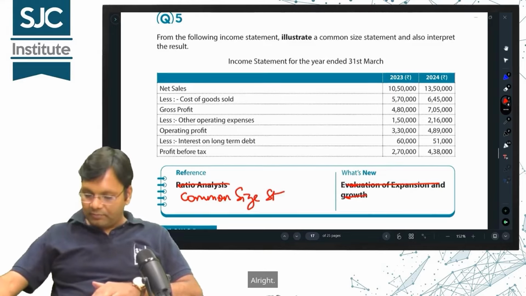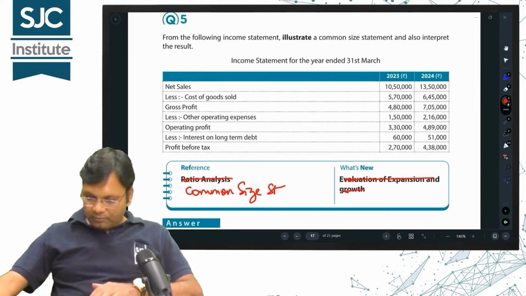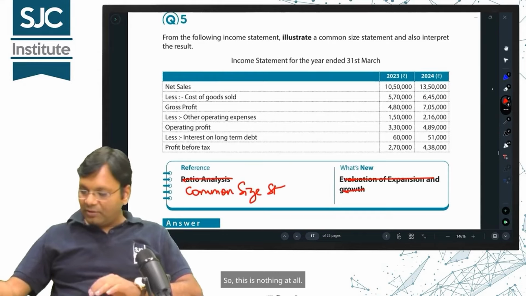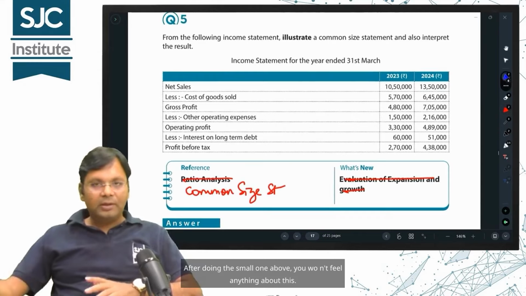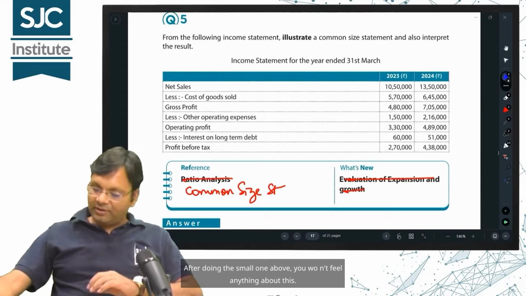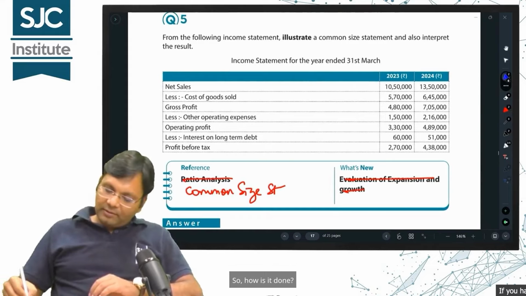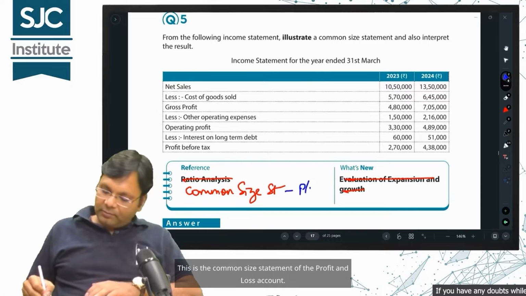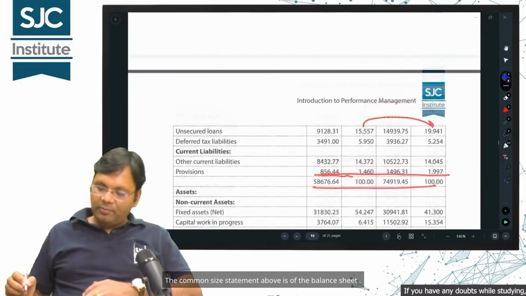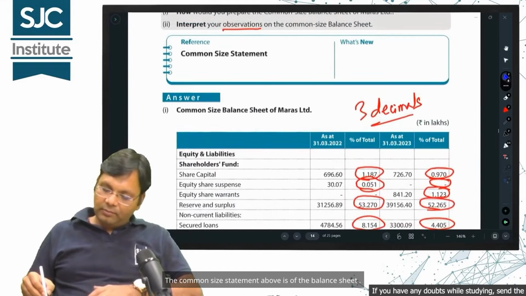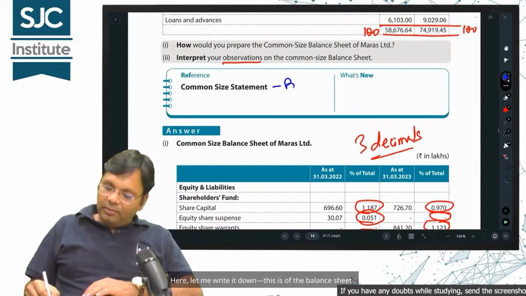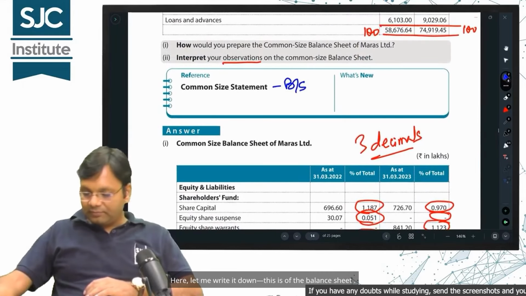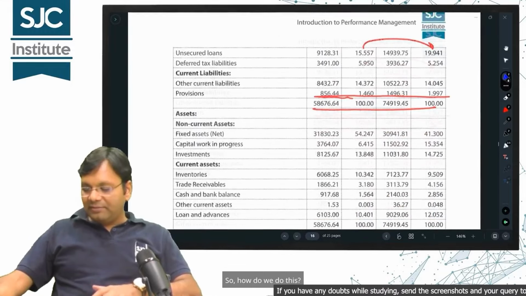All right. So, this is nothing at all. After doing the small one above, you won't feel anything about this. So, how is it done? This is the common size statement of the profit and loss account. The common size statement above is of the balance sheet. Here, let me write it down. This is of the balance sheet. So, how do we do this?